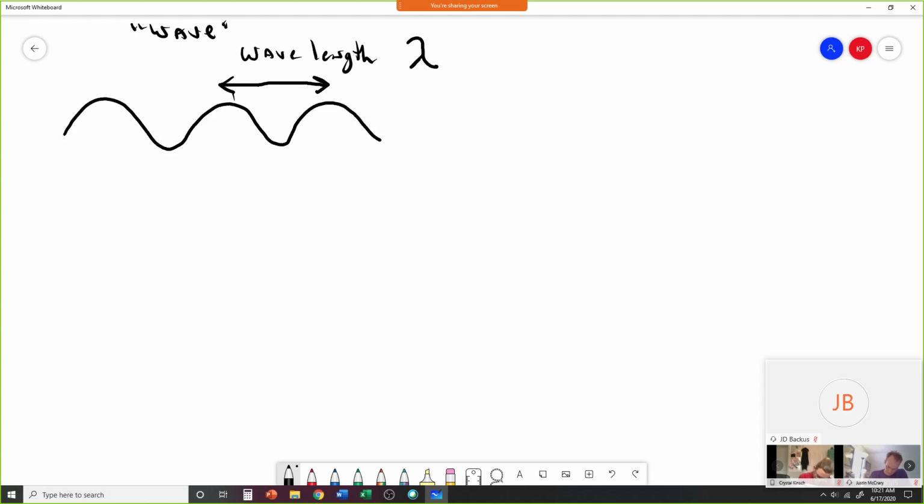And sometimes you will see it drawn like this. No, that's a gamma. Sorry, never mind. Never mind me on that one. Okay, so there's your wavelength.